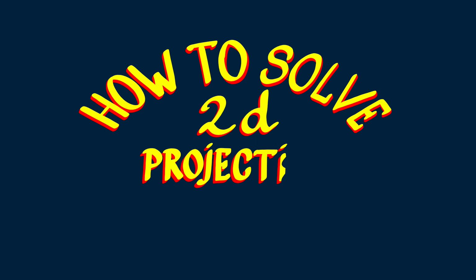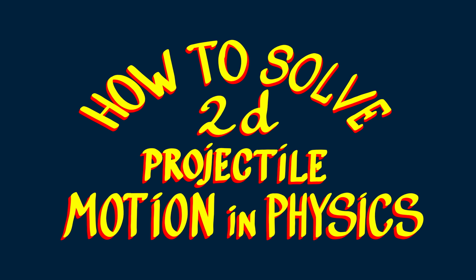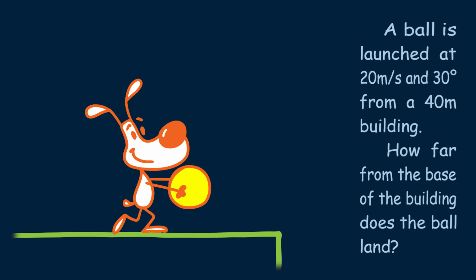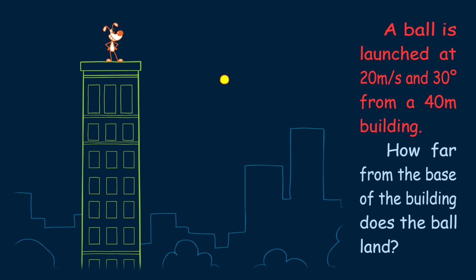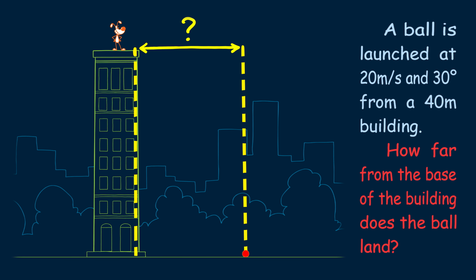Here's how to solve 2D projectile motion problems in physics. So in this example, we have a ball being launched at an angle from the top of a building, and we're asked to figure out how far the ball lands from the base of the building.